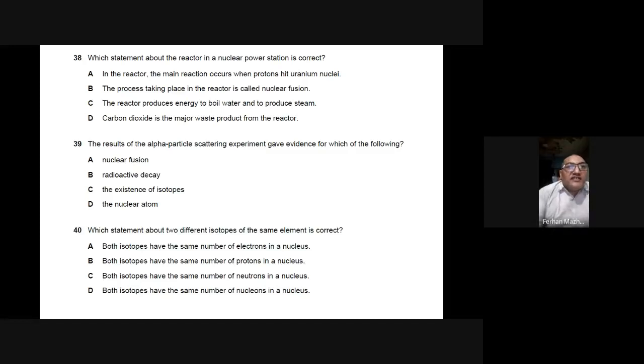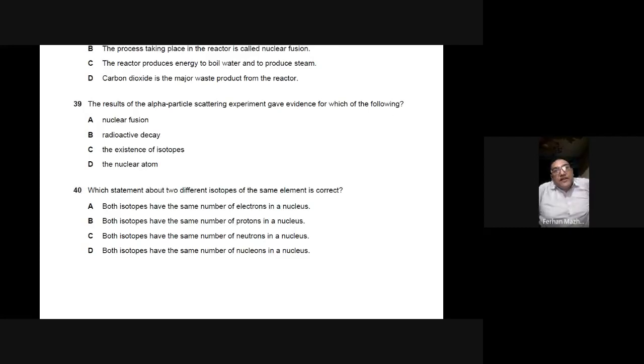Question number 40 is on your screen. Which statement about 2 different isotopes of the same element is correct? You know, the isotopes of the same element will have the same proton number, but they will have different mass number. So isotopes have the same number of protons in them, but different number of neutrons in them. So he says both isotopes have the same number of electrons in the nucleus, maybe, maybe not. And the nucleus does not have electrons in it. Both isotopes have the same number of protons in a nucleus. That is true. And B is the option for question number 40.